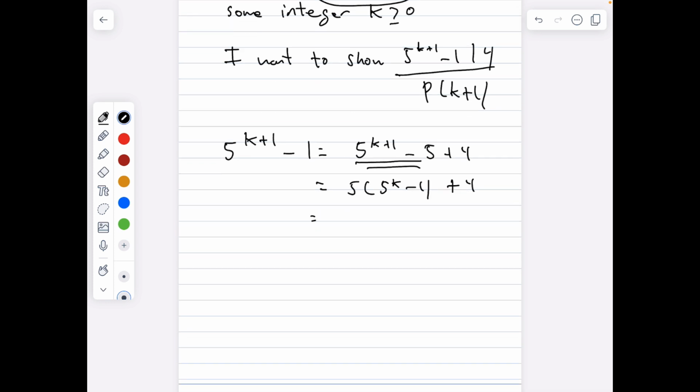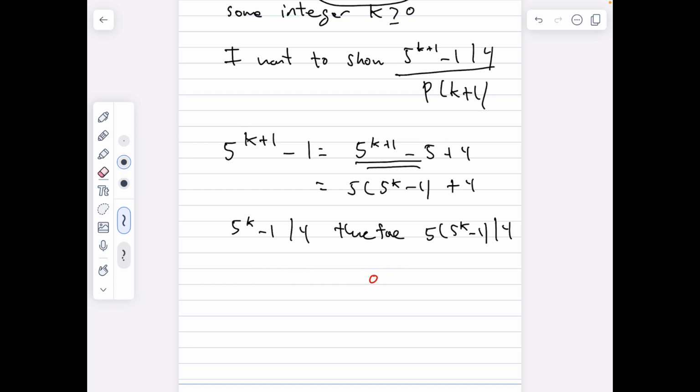Well, 5 to the k minus 1 is divisible by 4 by the hypothesis, and therefore 5 times 5 to the k minus 1 is also divisible by 4. Right, if I told you something's divisible by a number, so for example 12 is divisible by 4, then 5 times 12, 60, that's also divisible by 4. That doesn't change the divisibility of it. So this statement is true.